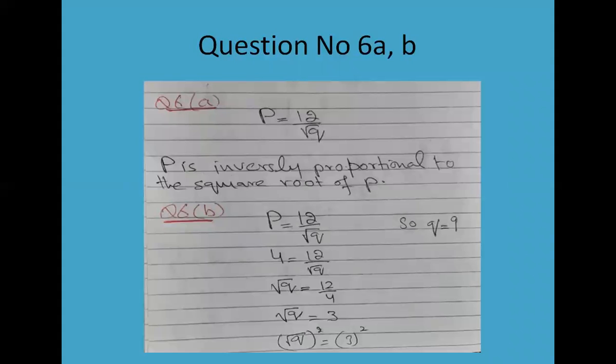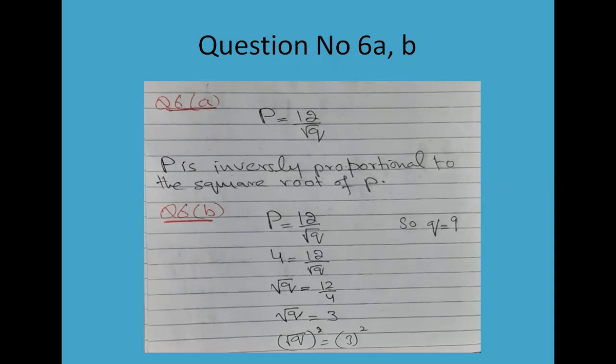Question number 6 is coming up on your screen. He says P is equal to 12 divided by under root Q. So P is inversely proportional to the square root of Q. Then the question was, when P is 4, what is the value of Q? So P is equal to 12 by under root Q, so 4 is equal to 12 by under root Q.